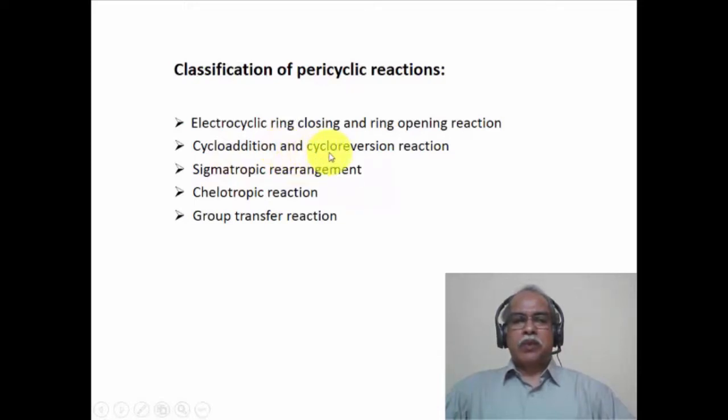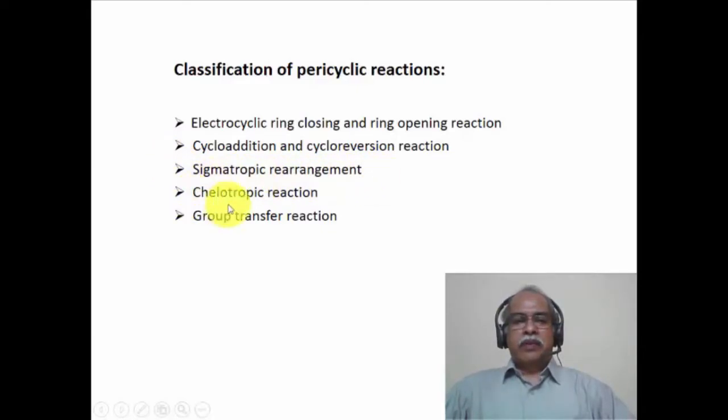The reverse of that process would be the cycloreversion process. Diels-Alder reaction is a good example of a cycloaddition reaction. The retro-Diels-Alder reaction would be a cycloreversion reaction. Then comes the sigmatropic rearrangement, where a sigma bond is broken and then subsequently the molecular rearrangement takes place during the course of the pericyclic step.